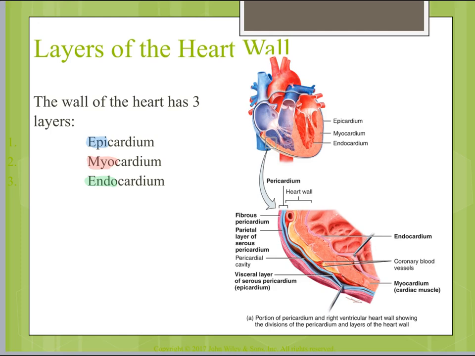So we say, well, what exactly do these mean, right? So remember, epi means on top, myo means muscle, and endo means inside. So where are these layers? The epicardium, meaning heart, myocardium, and endocardium. So let's start with the outermost layer of the heart. We take that visceral pericardium, and we see that the visceral pericardium is fused and continuous with the outermost layer of the heart. That would be the epicardium.